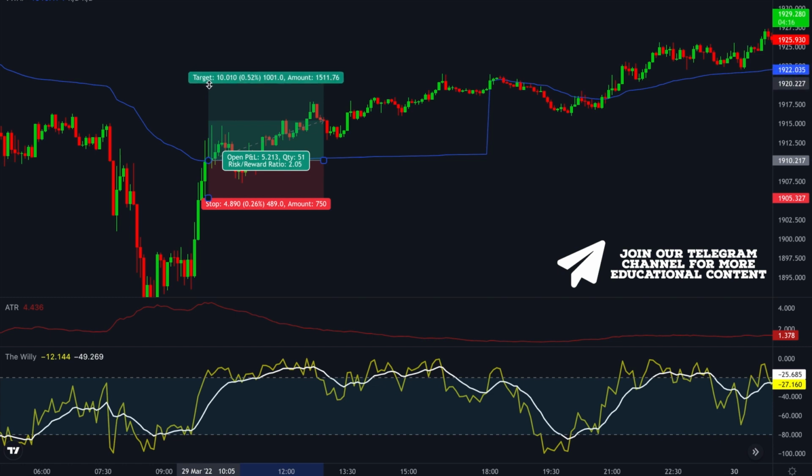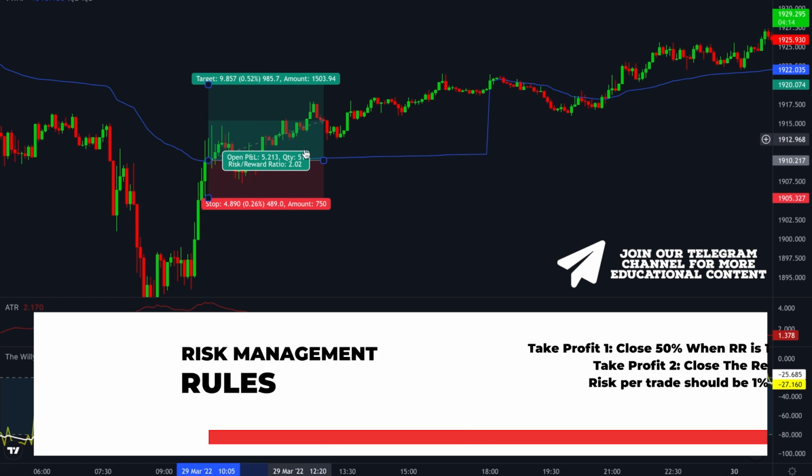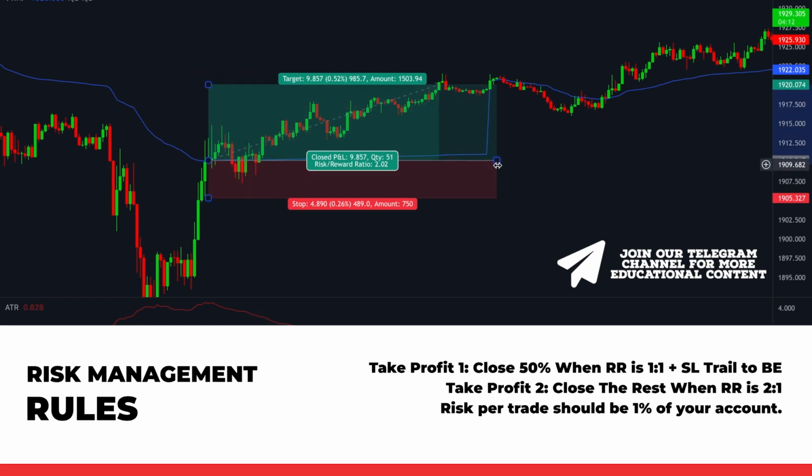And when it comes to risk management, you should initially target 1-to-1 risk-to-reward. Once the price hits your initial take profit, you need to close half the position and move the stop loss to break even, with the next target of 2-for-1 risk-to-reward. Risk per trade should not exceed 1% of your account.